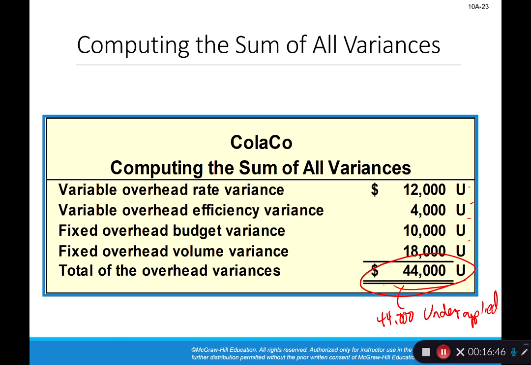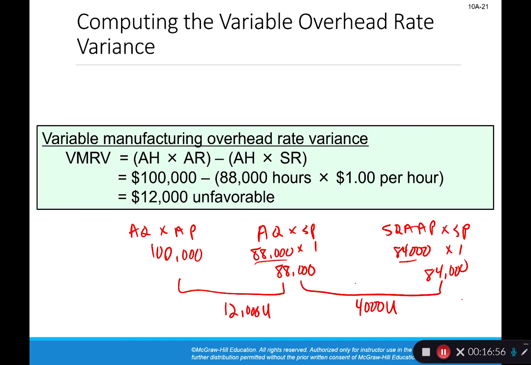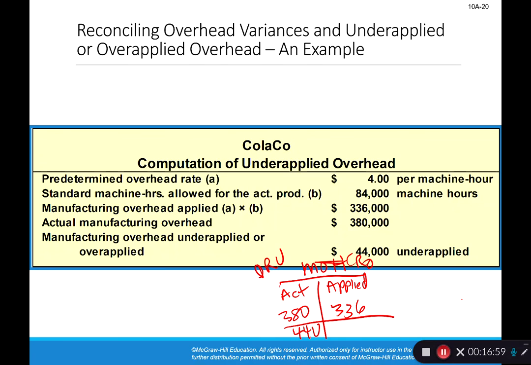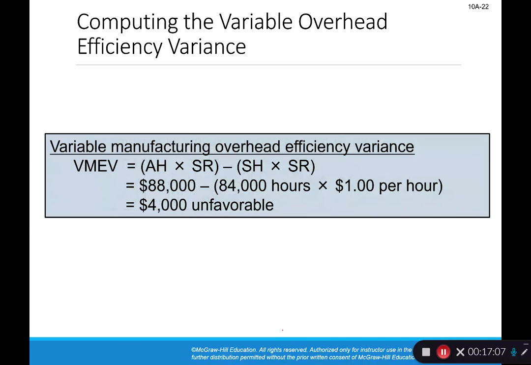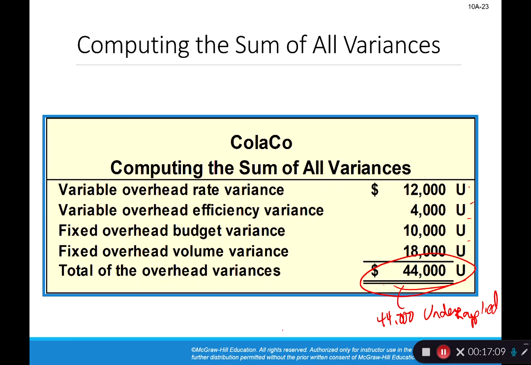So what you should learn from this is if we add up all of our overhead variances, we can calculate our over or under applied overhead for the period. If you have a bad memory like me, let me just go back. There's the T account where we have actual and applied, and there's the 44,000 under applied overhead. And that we can also calculate by combining all of our overhead variances to arrive at the same conclusion. So again, the sum of all of our overhead variances will equal the amount of over or under applied overhead for the period.